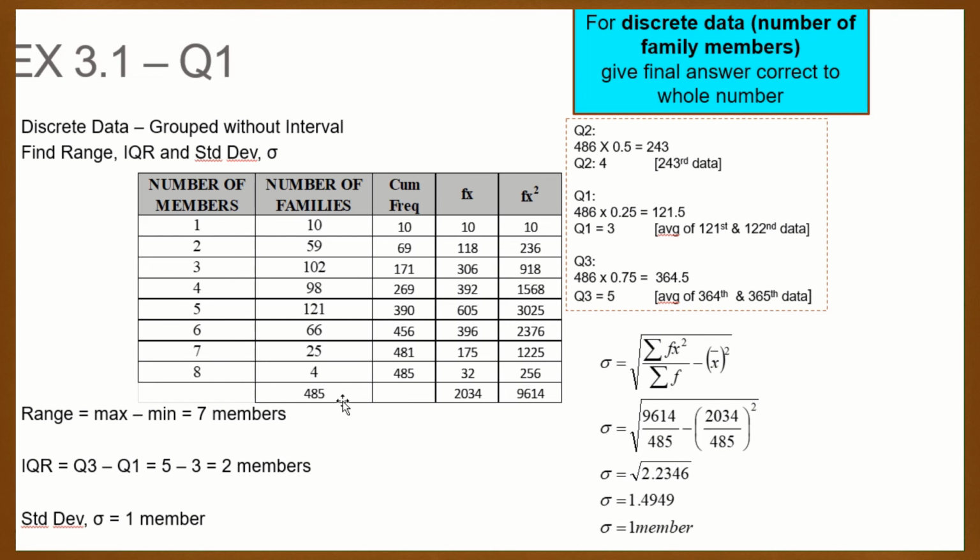That's why I always like students to write a total on the bottom. Whenever you write a total, you will never go wrong. So you fill up the values. Please skip this step. This is just to show you the variance is 2.2346. So your standard deviation is 1.4949 and you have one member. All right, round off, follow normal rounding rules.